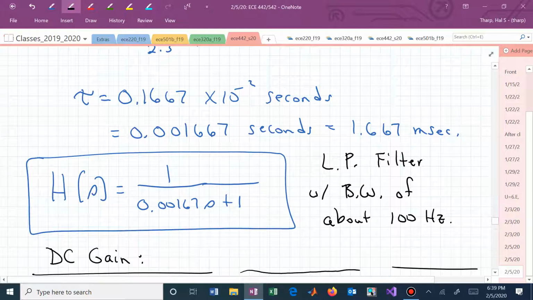What's the DC gain of that transfer function, or of that filter? It's 1, isn't it? We evaluate H(s) at DC. DC is when s is equal to 0. H(0) is 1. What does that tell us, a DC gain of 1? Does that tell us anything?